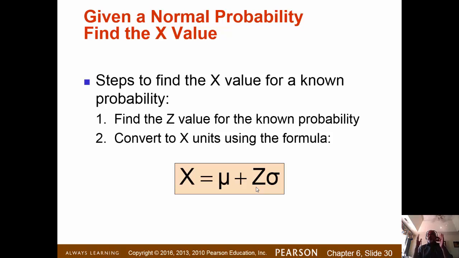So if it is not a cumulative probability that we are given, then you have to take that given probability and find the corresponding cumulative probability, because only cumulative probability can be used with the normal table, and then you find the z and then you enter it into this formula.